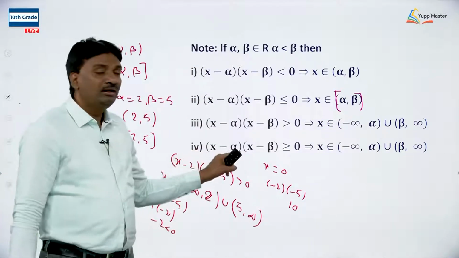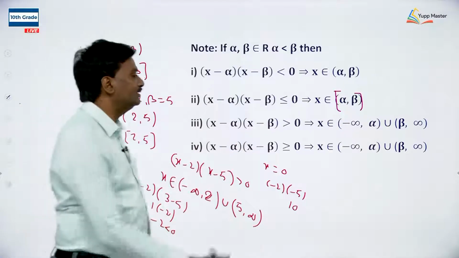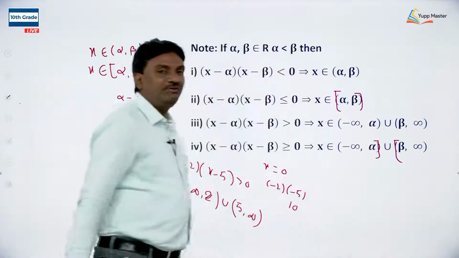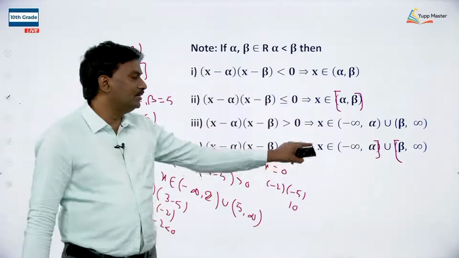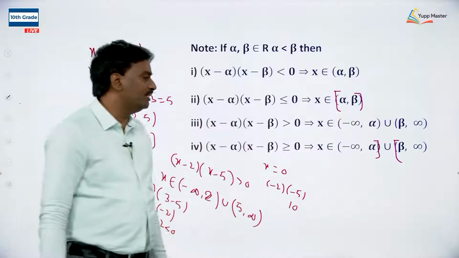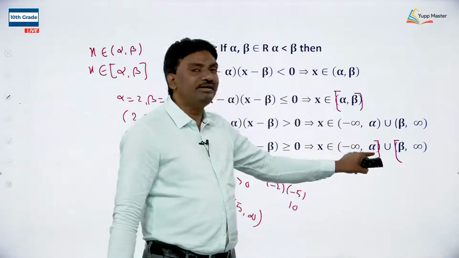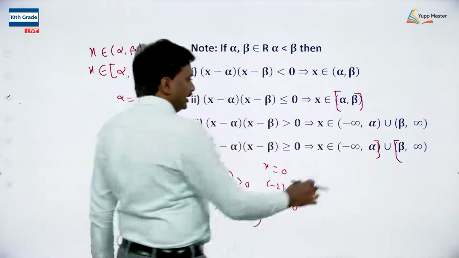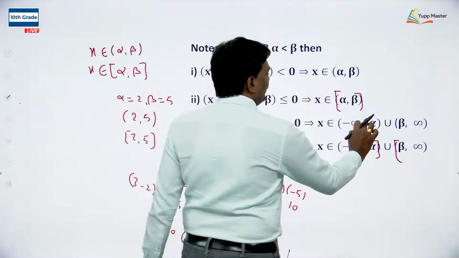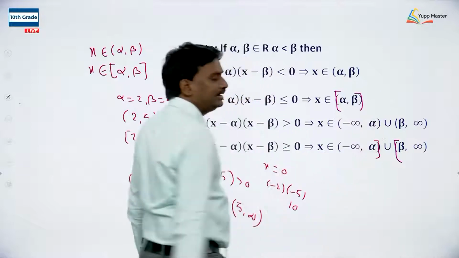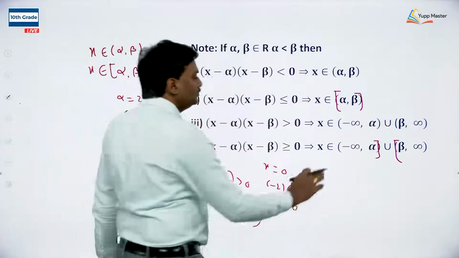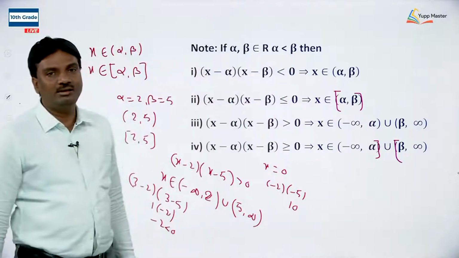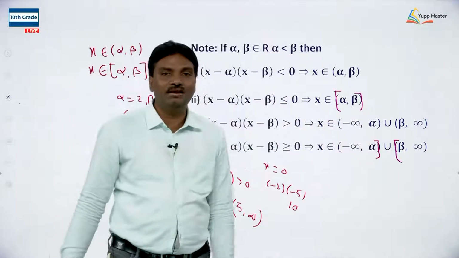Next, the fourth case: if (x minus alpha)(x minus beta) is greater than or equal to 0, here we have the bracket like this. Then we can take the values of x between minus infinity comma alpha union beta comma infinity. The difference between this and the previous case is only in the brackets, though both have minus infinity comma alpha union beta comma infinity.